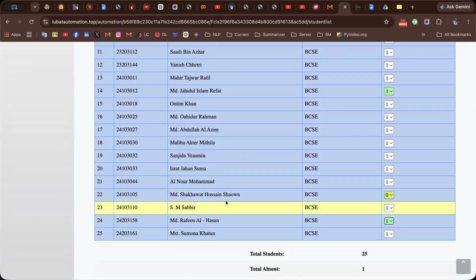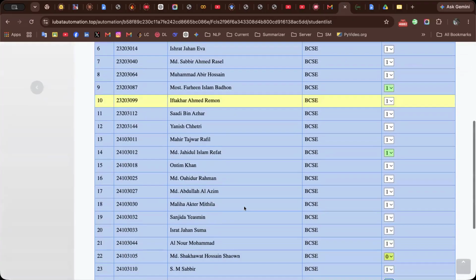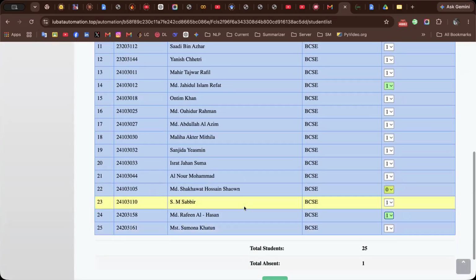Only absent is Shakwat Hossain Shaun. Or he was also present. Shakwat Hossain Shaun. Anyone notice?